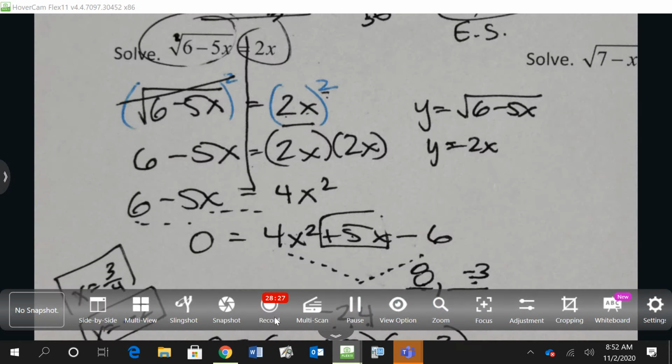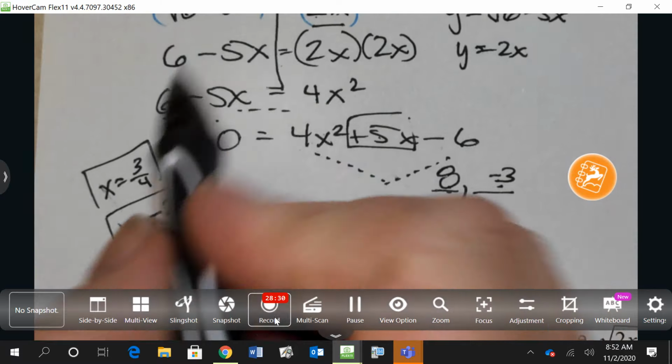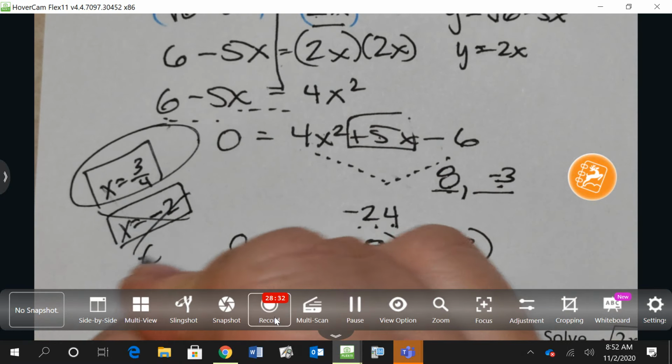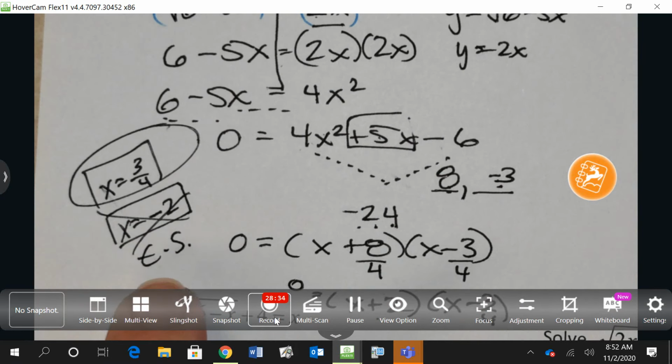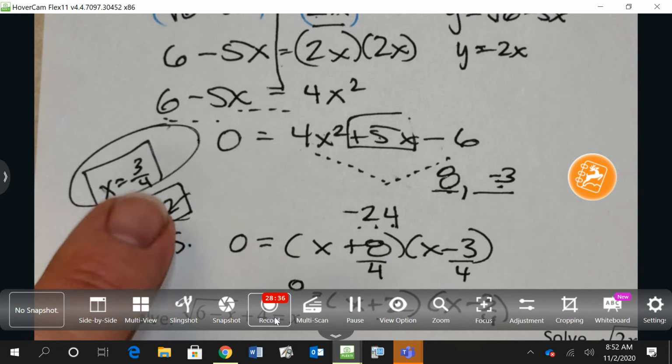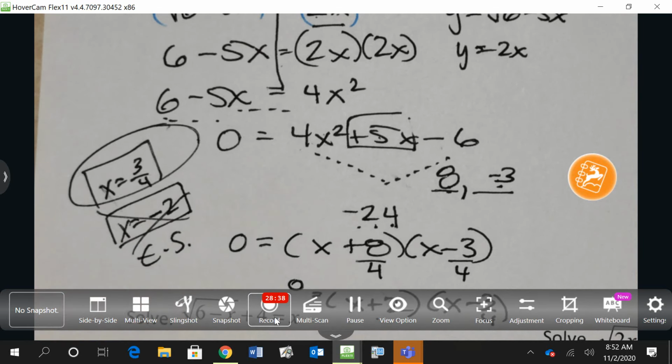So without doing any other math, I'm able to say this is the actual answer and this is an extraneous solution. It doesn't mean it's extraneous because it's negative. That's a misconception. It means it's extraneous because they never cross at the point where x is negative 2.